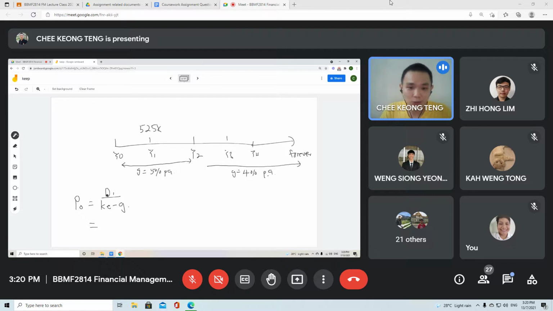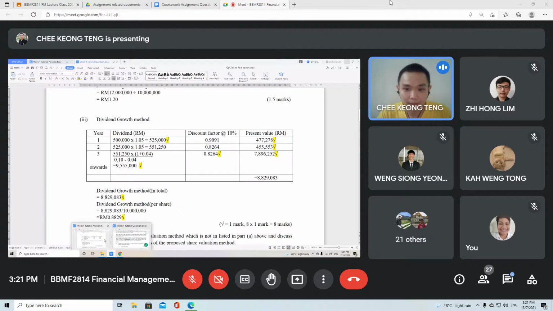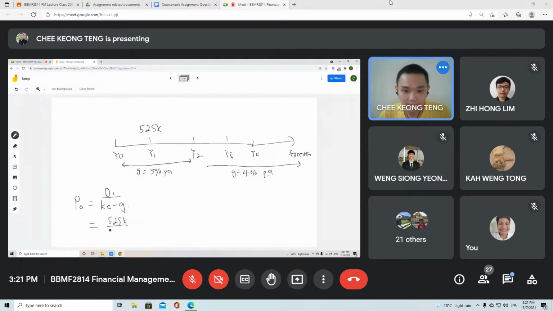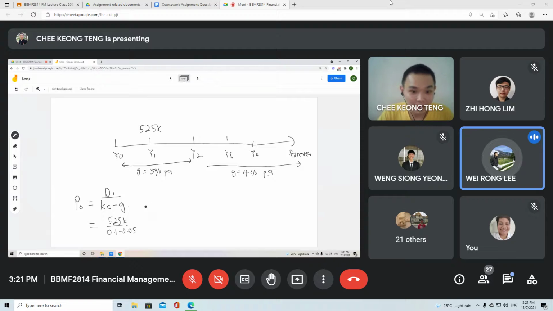I think just now the students applied this one. So 525, very simple, divided by KE. KE from the question given, cost of equity, is 10%. So it's 0.1 minus 0.05, right? If not mistaken, that's what I saw. But then, sir, if we change the D1 to 525K, then the answer will be different already.